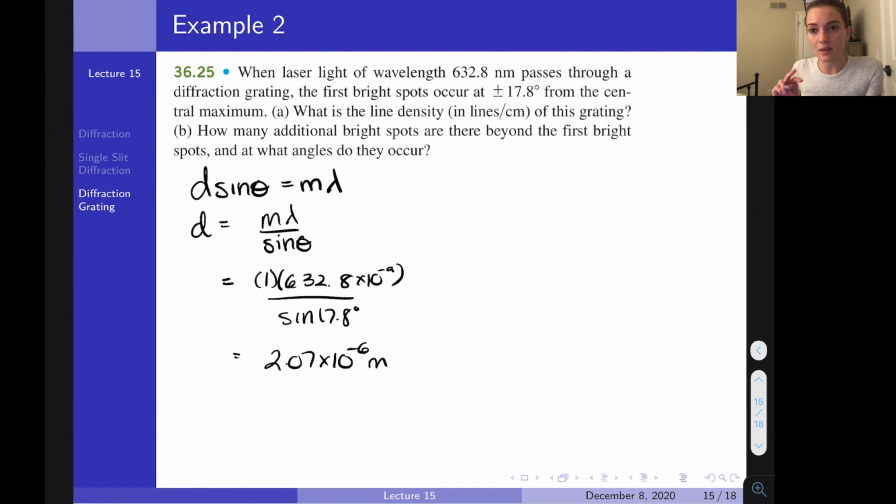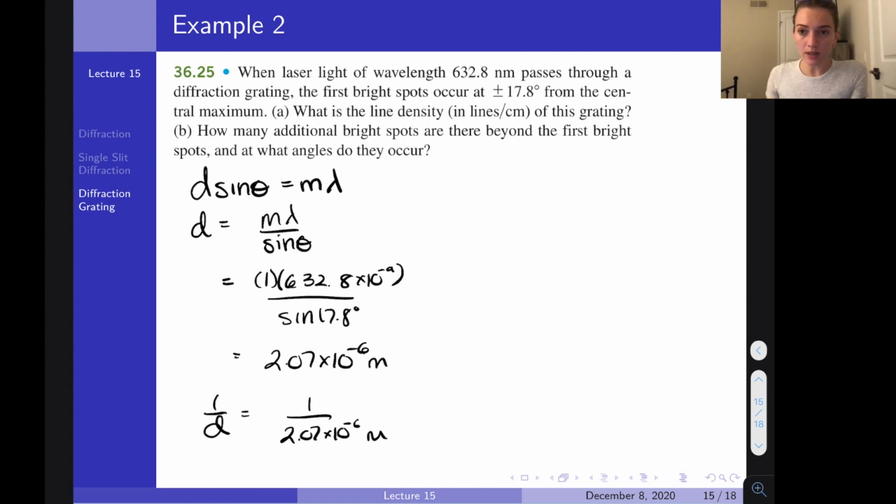So if we wanted to find the density, we would just have to take the inverse of that, because then it will give us the lines per meter, right? If we just take the inverse of this, we would get units of per meter, which is what we want for the density. Okay, so here, actually they wanted us to find it in centimeters, so let's quickly change this to centimeters. So 2.07 times 10 to the negative 6 meters is 2.07 times 10 to the negative 4 centimeters.